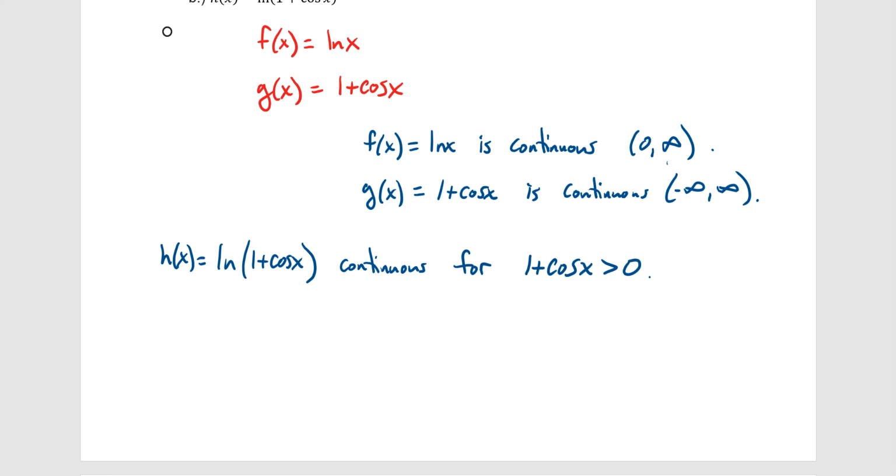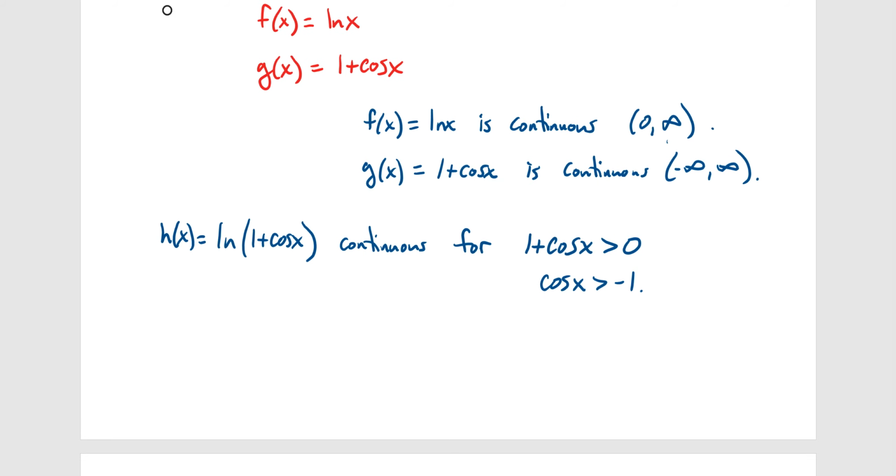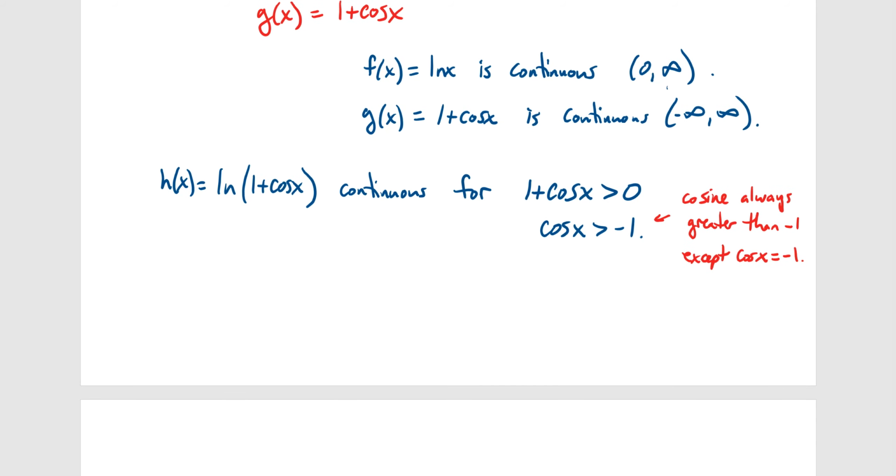So now how do we figure this out? If we try to isolate cosine here, we subtract 1 on both sides and get cosine of x greater than negative 1. Well, this is almost always the case, right? Cosine is always greater than negative 1, except when cosine actually equals negative 1. That's the lowest point that it dips down to. And it equals negative 1 when x is pi, 3 pi, 5 pi, and so on, and also in the negatives. So plus or minus pi, plus or minus 3 pi, plus or minus 5 pi, and so on.